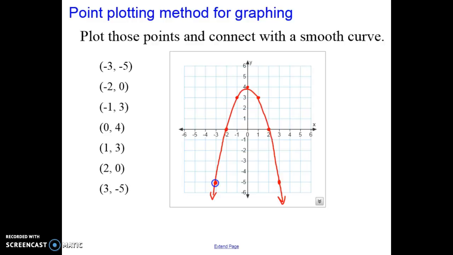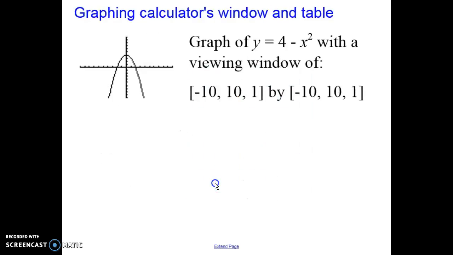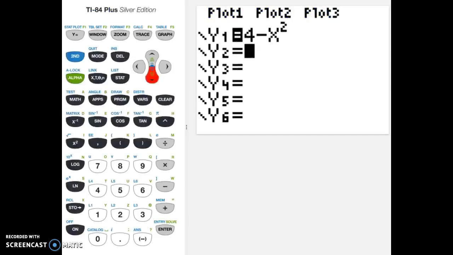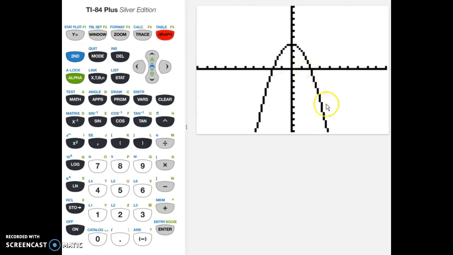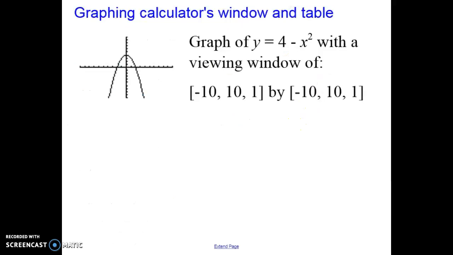Now let's take a look at your graphing calculator. So let's go ahead and type in y equals 4 minus x squared into our graphing calculator. So I've got it right there, y equals 4 minus x squared. Then go ahead and hit graph, and depending on what your window settings are right now, you may or may not see this screen. Let's talk about the window real quick.